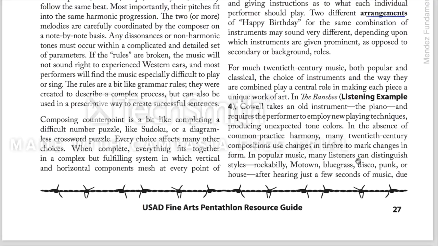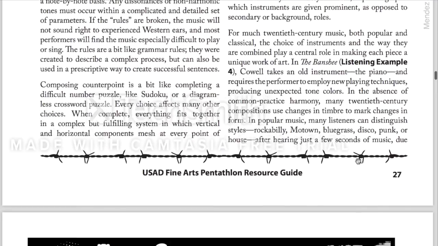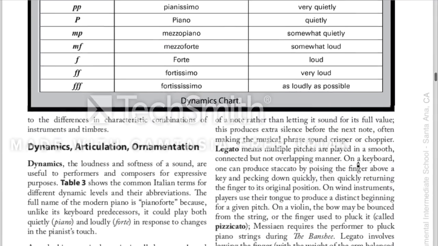In popular music, many listeners can distinguish styles, rockabilly, Motown, bluegrass, disco, punk, or house, after hearing just a few seconds of music due to the differences in characteristic combinations of instruments and timbres.